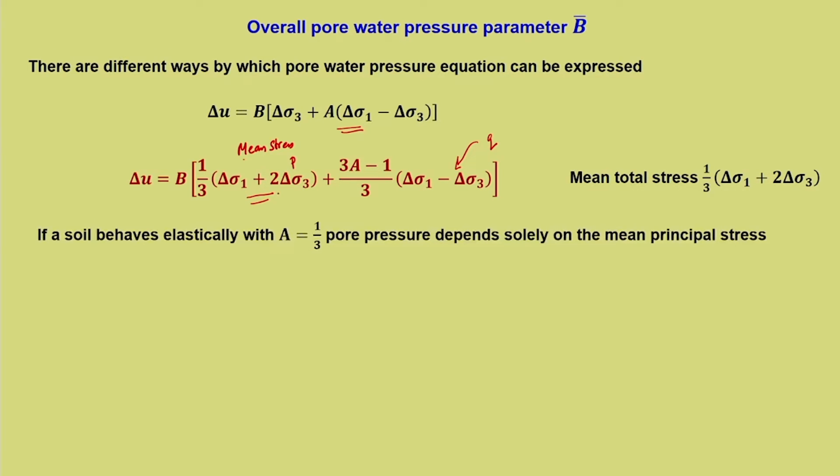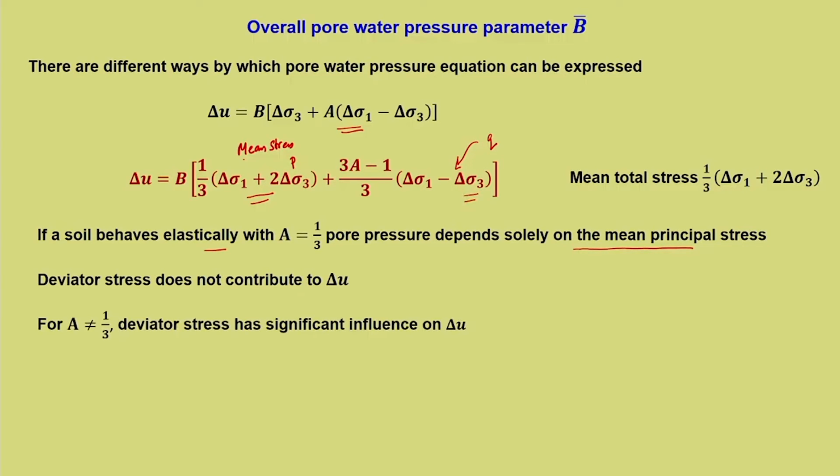Now, if soil behaves elastically, we know that A is equal to 1 by 3. If you substitute it here, then this becomes 0. So, pore pressure depends solely on the mean principal stress, only in those circumstances where the soil behaves elastically. There is no contribution from deviator stress. Now, for all those conditions where A is not equal to 1 by 3, deviator stress has significant influence on delta U.